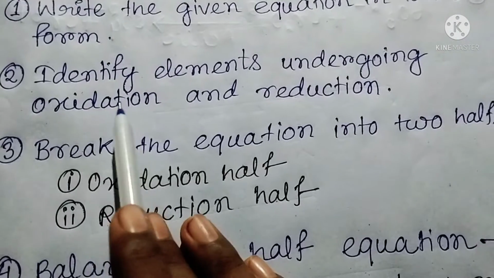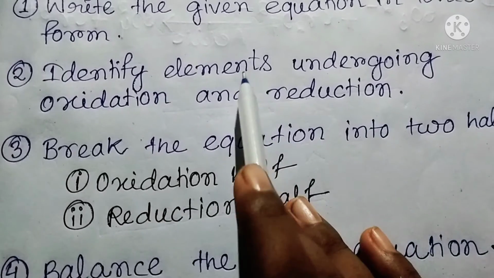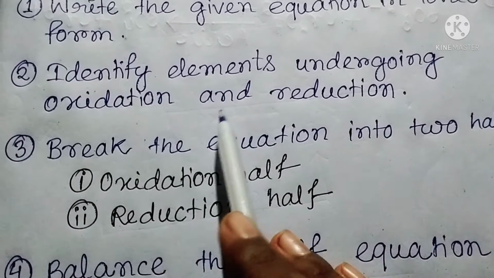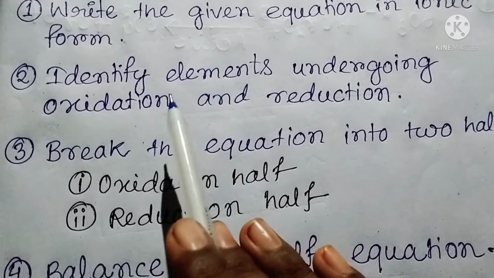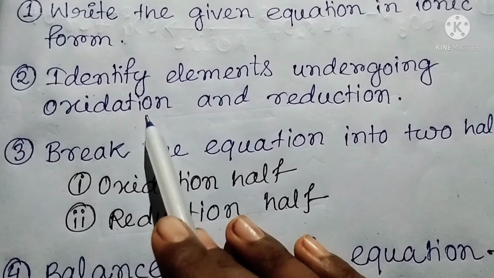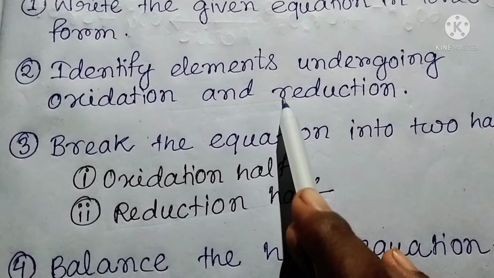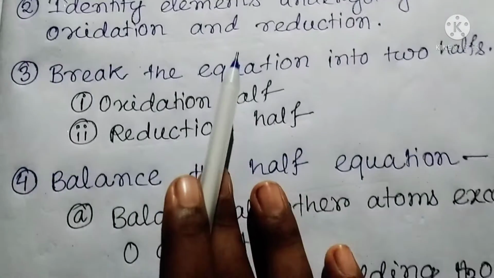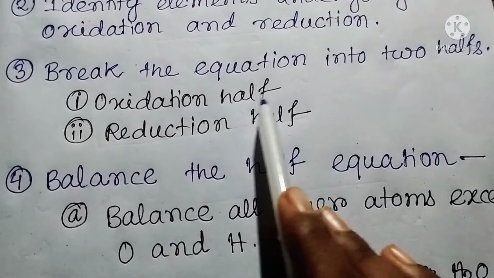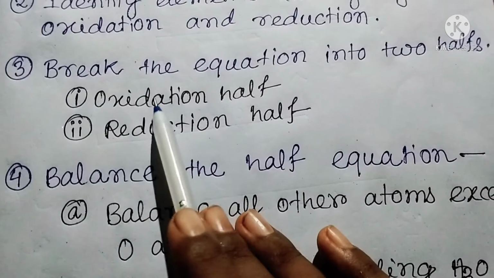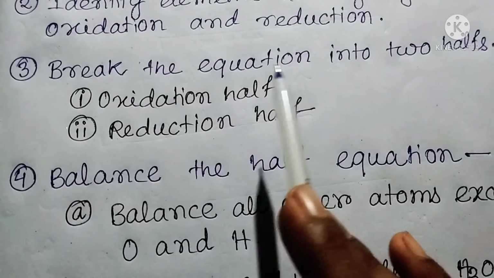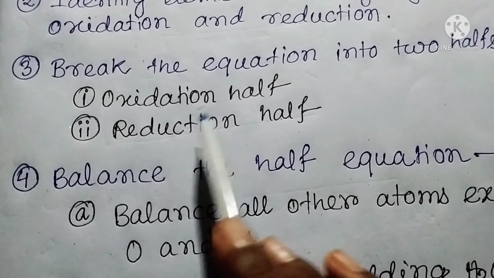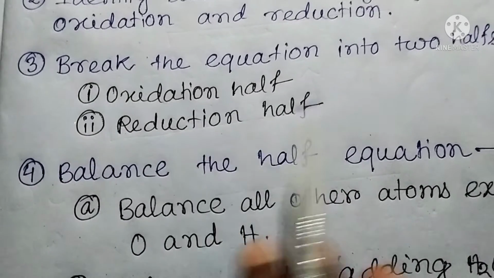The next rule is to identify the elements undergoing oxidation and reduction. You have to identify the elements which are going through oxidation and which are going through reduction. The next rule is to break the equation into two halves: the oxidation half and the reduction half.